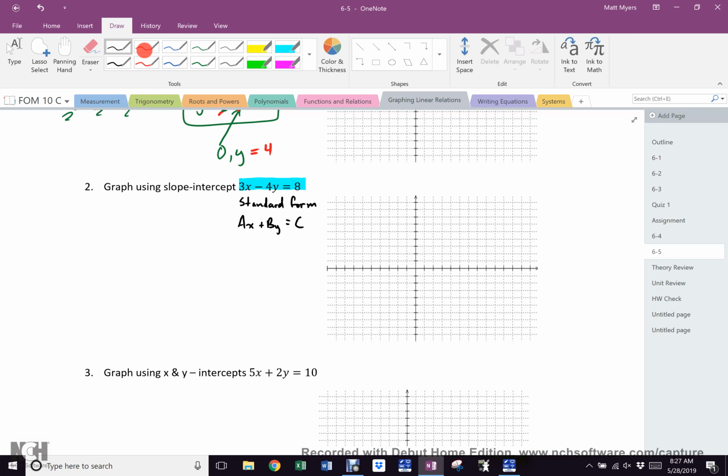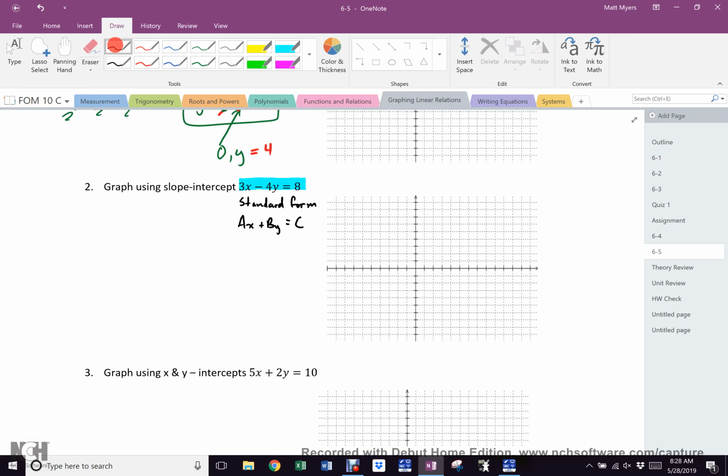So, what should move here? Nathan's already told us what should move here. Why does he want to switch the y and the 8? Rylan. He wants y to be isolated. And isolated y means y is what? Positive. And right now, what is y? Negative. So, now, I know that you know that you got to switch the y and the 8, right?